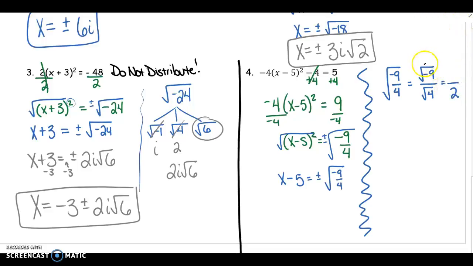On the top, we can split that into the square root of negative 1 times the square root of 9. I'm getting ahead of myself, aren't I? The square root of negative 1 is i, and the square root of 9 is 3. So on the top, we have 3i. So x minus 5 equals positive or negative 3i over 2.